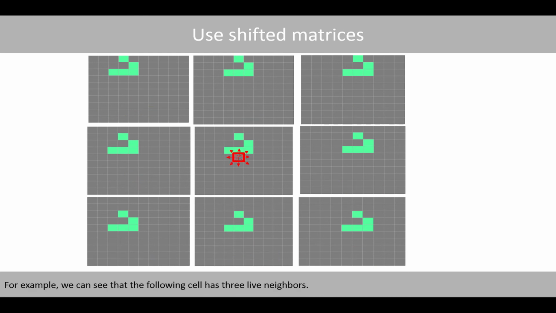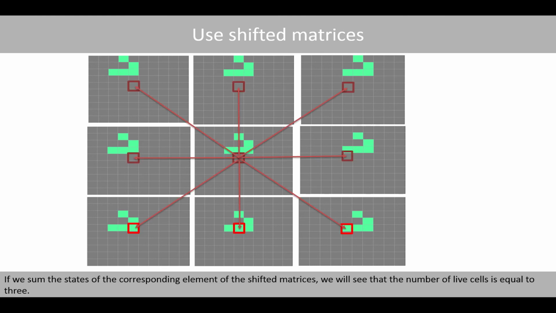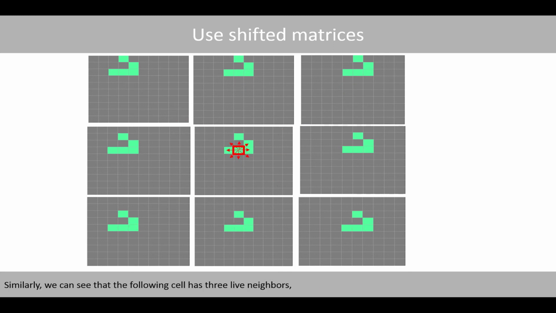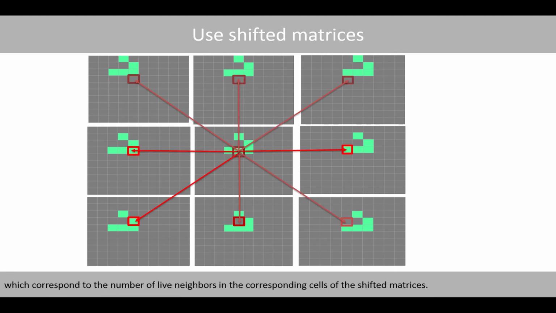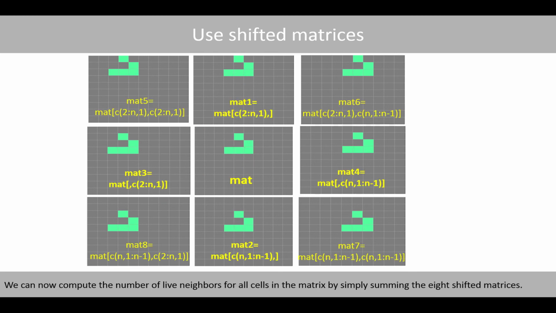For example, we can see that the following cell has 3 live neighbors. If you sum the states of the corresponding element of the shifted matrices, we see that the number of live cells is equal to 3. Similarly, we can see that the following cell has 3 live neighbors, which correspond to the number of live neighbors in the corresponding cells of the shifted matrices. We can now compute the number of live neighbors for all cells in the matrix by simply summing the 8 shifted matrices.